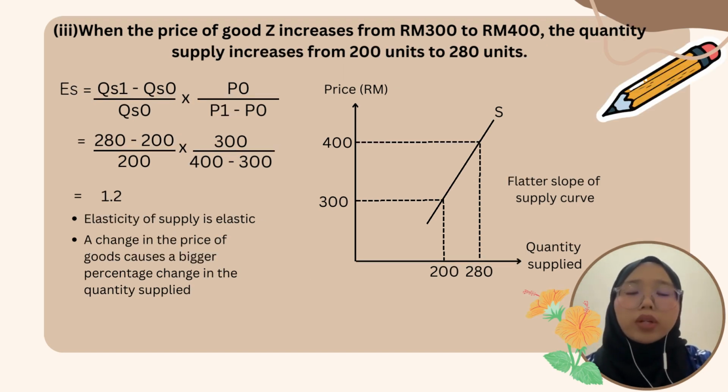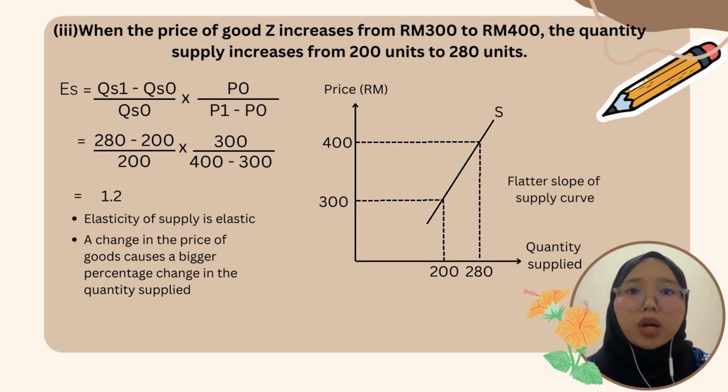For the last question, when the price of good Z increased from 300 to 400 ringgit, the quantity supplied increased from 200 units to 280 units. Using the same formula, 280 as quantity supplied 1, quantity supplied 0 is 200, price 0 is 300, and price 1 is 400. 280 minus 200 divided by 200, multiplied by 300 divided by 400 minus 300. So the answer will be 1.2. The type of price elasticity is elastic.